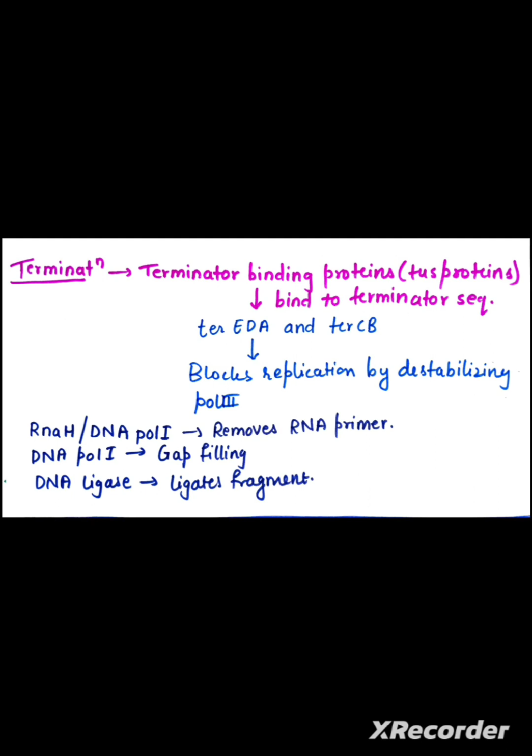Later, even after filling the gaps, the phosphodiester linkage has to be made after filling that gap. Okay, because that particular last bond cannot be made by Pol 1. So that is done by DNA ligase. So that ligates the fragments, and that's how you get the replicated DNA in prokaryotes.